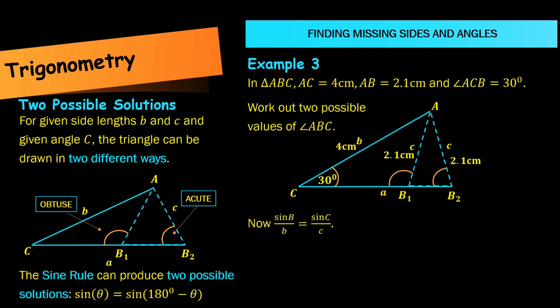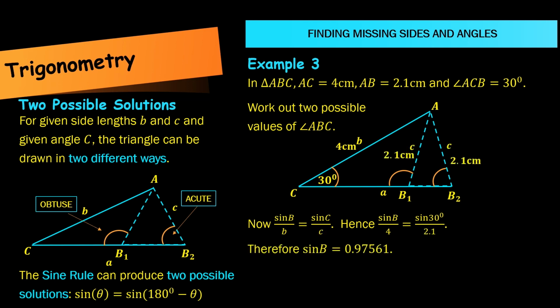Let's look at the sine rule. Sine B over B equals sine C over C. Plugging in the values gives us sine B over 4 equals sine C, which is sine 30 degrees, over 2.1, which is the length of C, or little c.